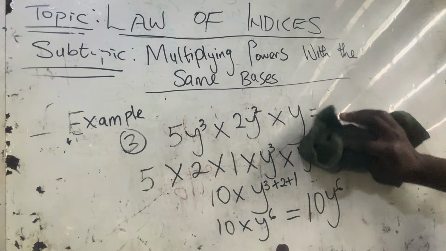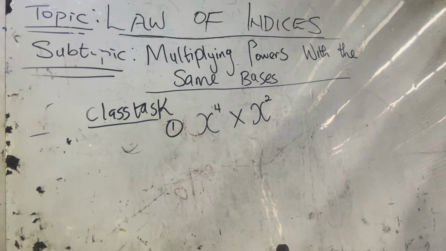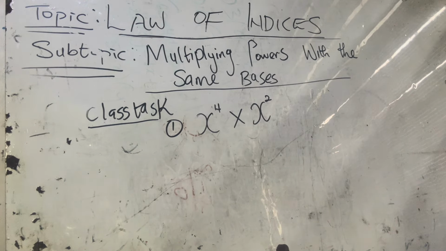Number 1. What is x raised to power 4 multiplied by x raised to power 2? X raised to power 4 multiplied by x raised to power 2. I'm going to count 10.